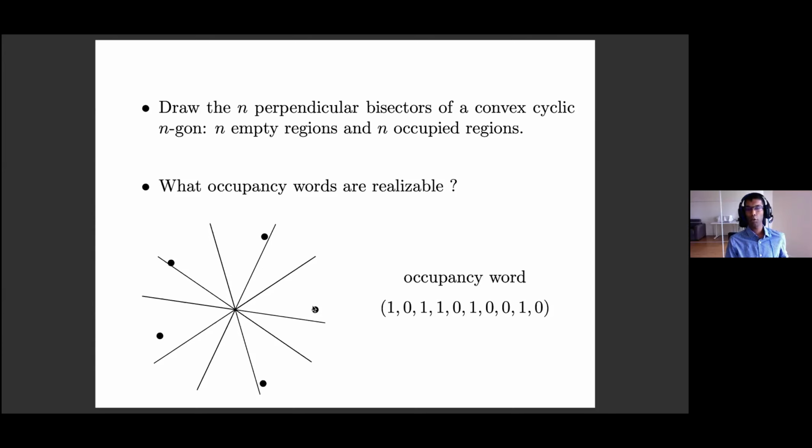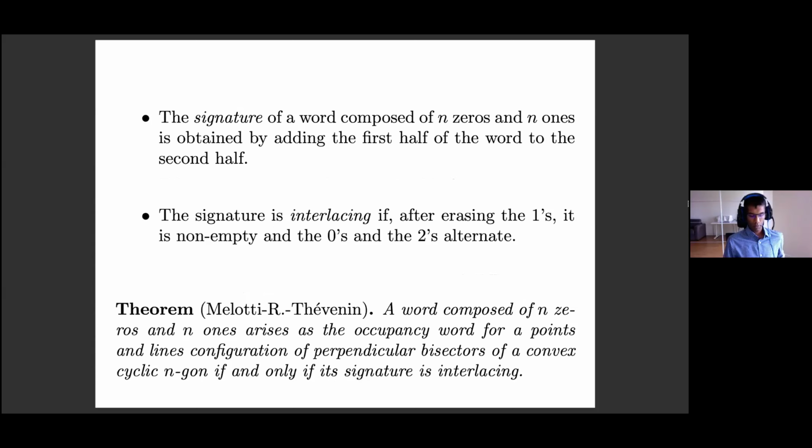So on this example, you start reading here. You have occupied, empty, occupied, occupied, empty, occupied, empty, empty, occupied, empty. So you get this occupancy word. And the general question is, can one characterize all the occupancy words that are realizable in this fashion? The occupancy words, when you have n points, have n ones and n zeros.